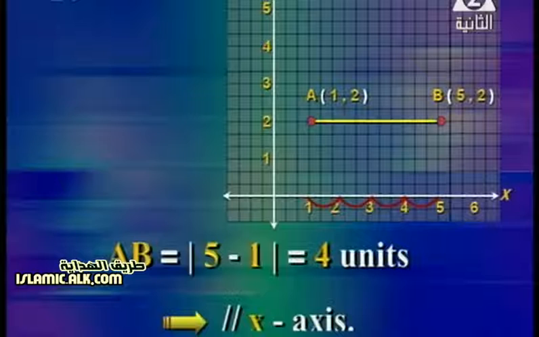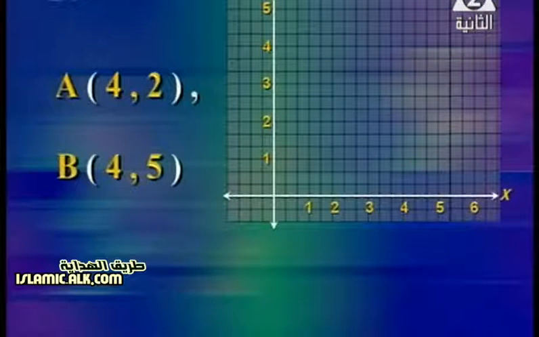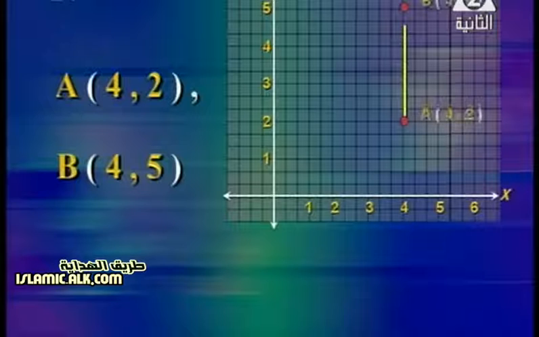Let us have another example. A equals (4, 2), B (4, 5), and I want to plot these 2 points graphically. So draw the x and the y axes. Try to plot point A and point B, and join AB to obtain a line segment AB.